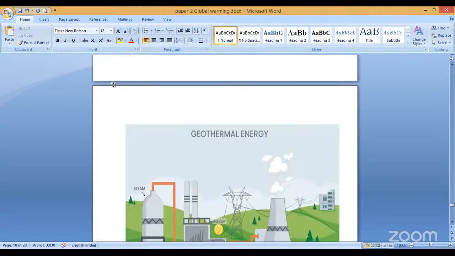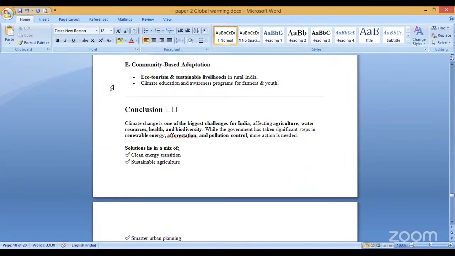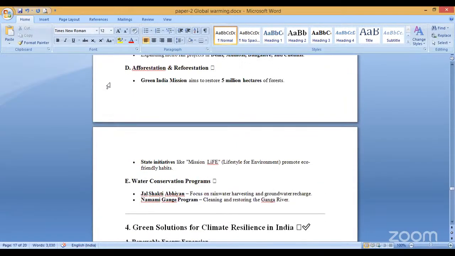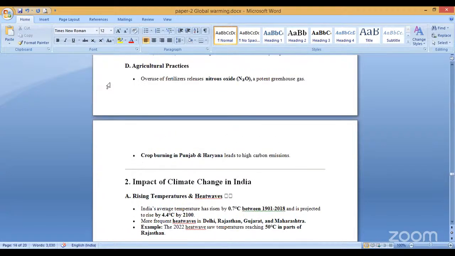These are the diagrammatic representations of geothermal energy as well as the climate change impact on India. And this is about this chapter. Then coming to the next one.